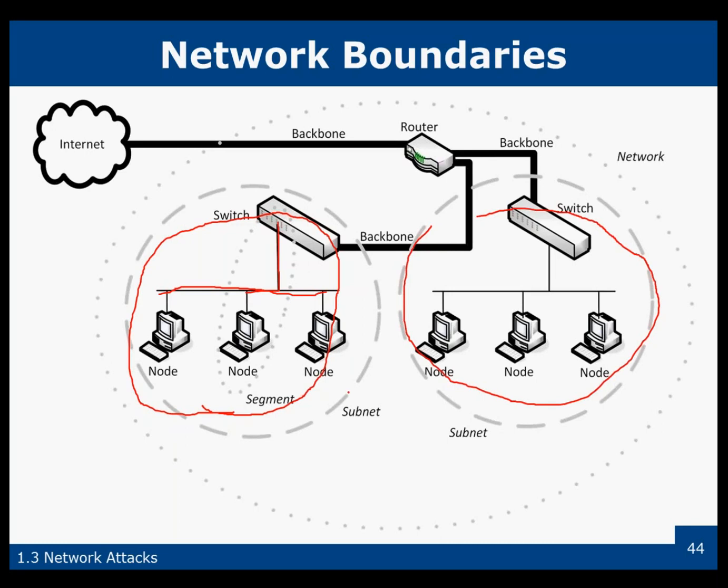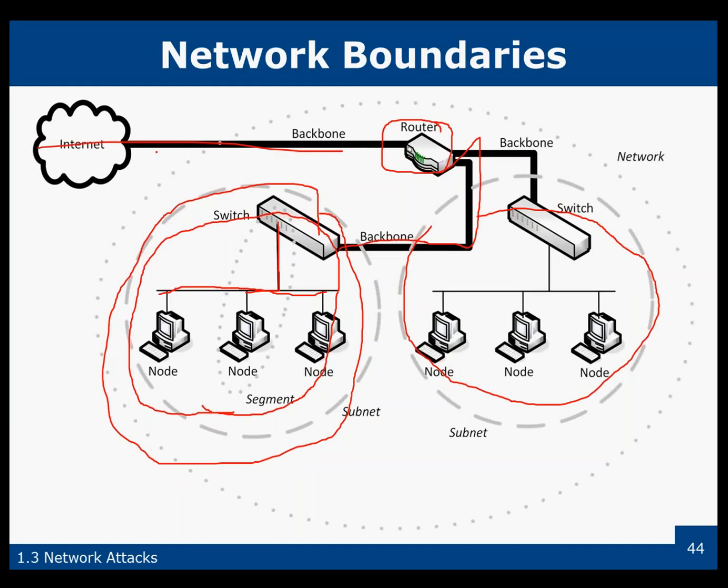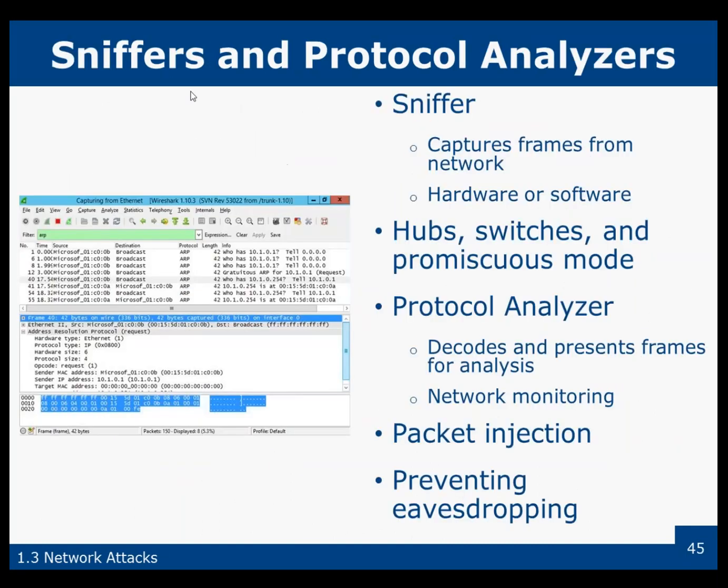Each of these subnets, we have segments at layer 2, and then subnets here at layer 3. And then the router itself is going to connect the networks together. And the backbone is high-speed connectivity, obviously, and then we'll go to the internet and get killed. But we have our network, our internal network, perhaps, and all of these different items that are a part of it.